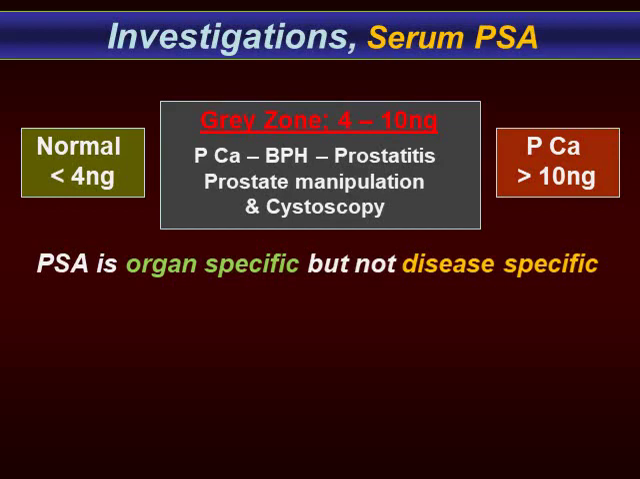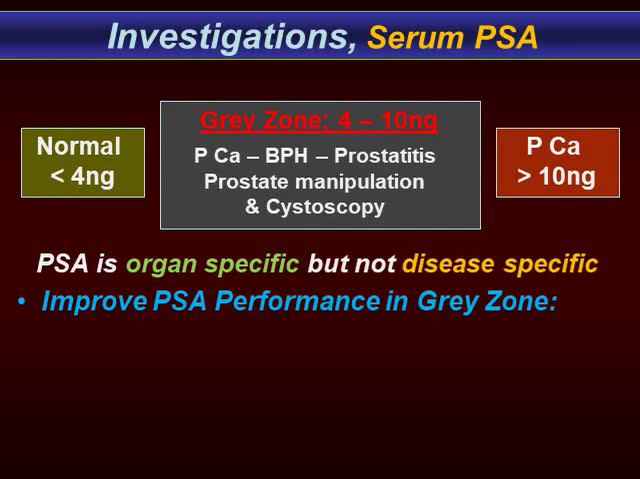So should I do biopsy for all these patients? This would be too much. So there are several factors that could improve the performance of the PSA in this gray zone, because it would be too much if I do biopsy for every patient with PSA between 4 and 10. So what are these maneuvers, or what are these tools? The first thing, we have age adjusted. For each decade, there is a special range for PSA. It would be considered normal if it is within that range.